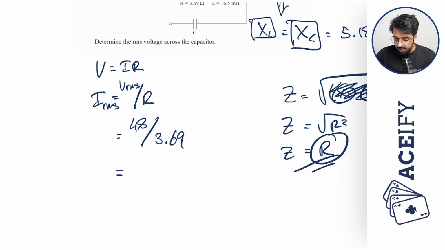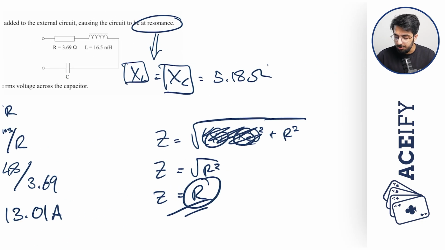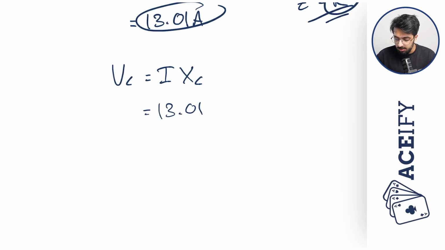And so this gives a RMS current of 13.01 amps, and so therefore the voltage across the capacitor is equal to the current multiplied by the reactance. We just found our reactance, and we just found our current, and so therefore 13.01 times 5.18, and this equals to 67.38 volts.